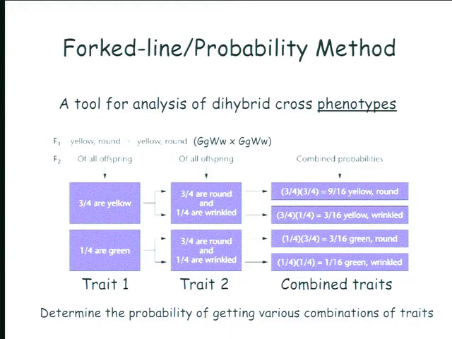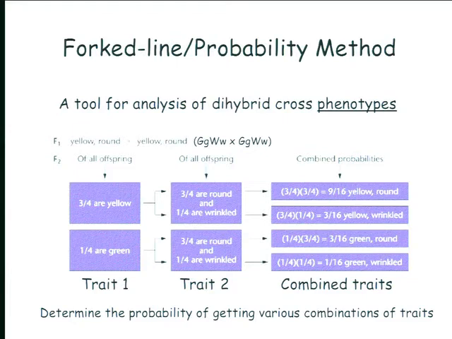So then you can simply multiply the probabilities together for each of the potential allelic combinations and very quickly arrive at your answer. So what proportion of F2 offspring are going to be both yellow and round? Well, we know that 3/4 are going to be yellow, 3/4 are going to be round. So 3/4 times 3/4, 9/16.